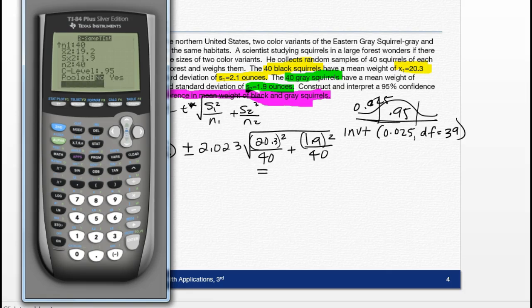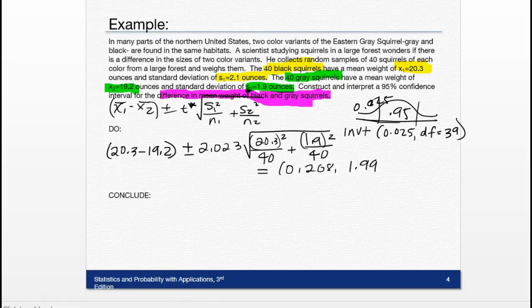Now, if I keep scrolling down, it's going to ask me the confidence level. Adjust that as needed. And then you have the pooled. Always select no on pooled. And then hit calculate. And there's our confidence interval way up here. So it's 0.208 to 1.992. There's my confidence interval.